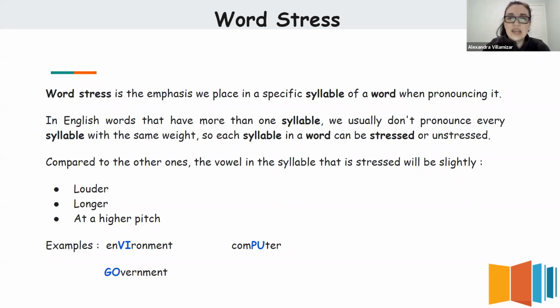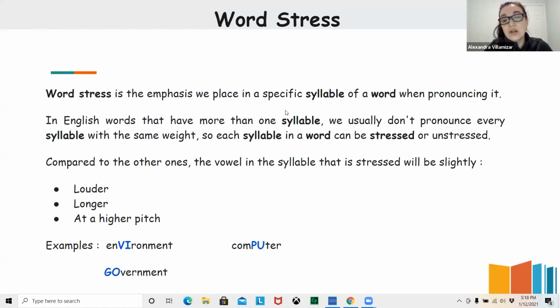And supposedly, all of those three factors should happen when we pronounce that stressed syllable. But it doesn't really happen all the time. But still, you can notice the difference.